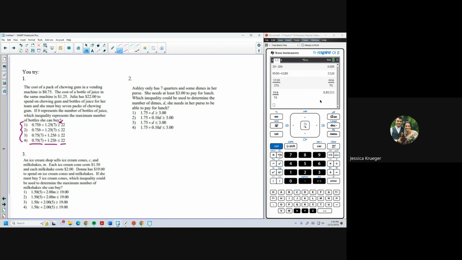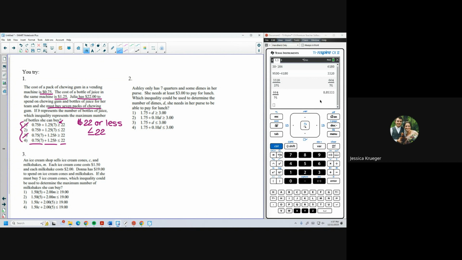So the cost of a pack of chewing gum in a vending machine is 75 cents. The cost of a bottle of juice is 125. Julia has $22 to spend, and she must buy 7 packs of chewing gum. So if she has $22, this means she can spend $22 or less. She can't spend more than what she has. So that means whatever amount we calculate is going to have to be less than or equal to 22. So I can eliminate answer choice 1 and I can eliminate answer choice 3 without even doing anything else.